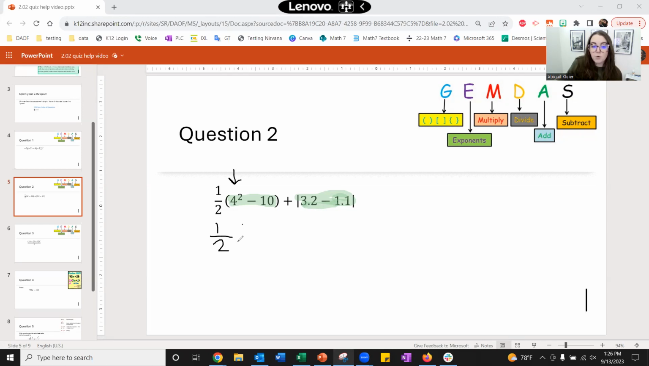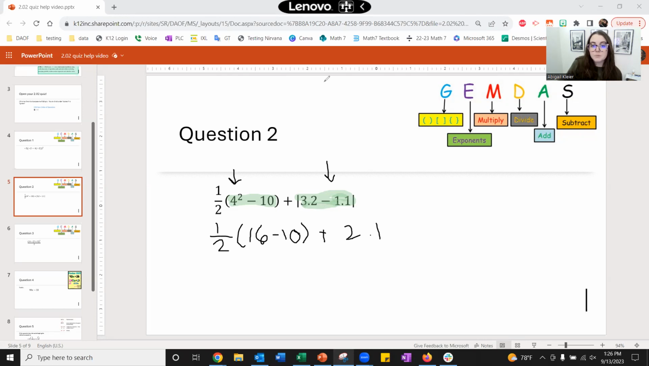1/2. 4 to the power of 2 is 16 minus 10. And I bring everything else down. I can go ahead and solve this one. The absolute value of 3.2 minus 1.1 is just 2.